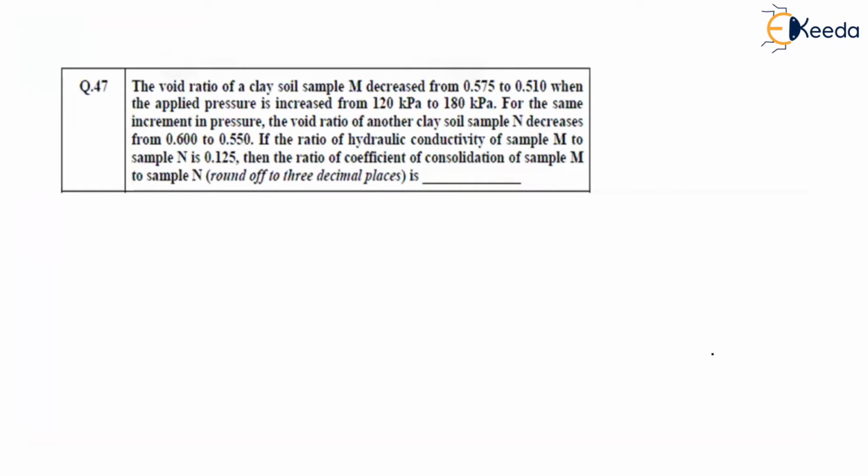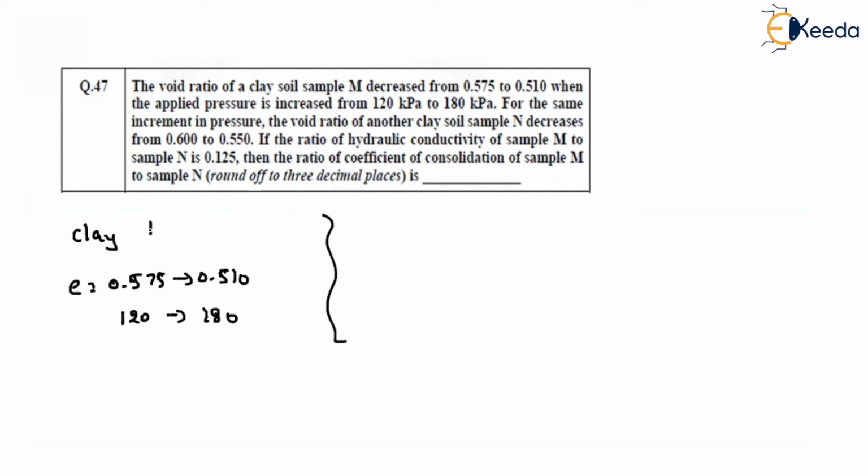See here, what is the given question? The void ratio of clay sample M is decreased from, let us say we are talking about the clay layer, 0.575 to 0.510 when the applied pressure is increased from 120 to 180. For the same increment in pressure, the void ratio of another clay sample N, let us say this is the clay sample M, this is the clay sample N, is decreased from 0.6 to 0.55, for the same pressure, that means from 120 to 180.